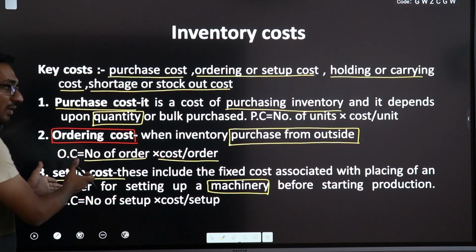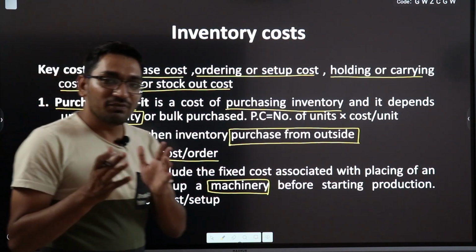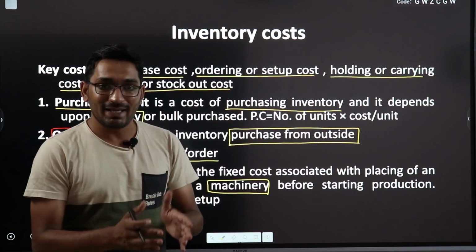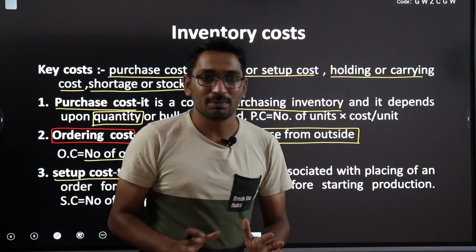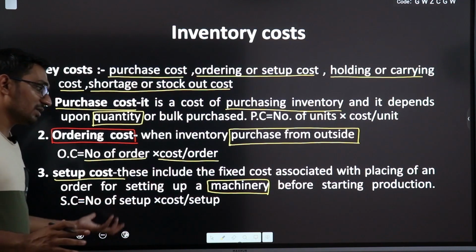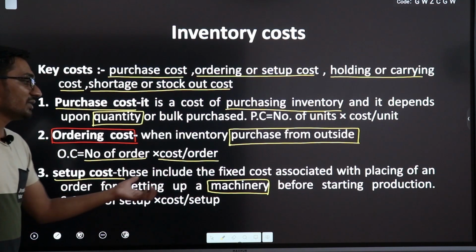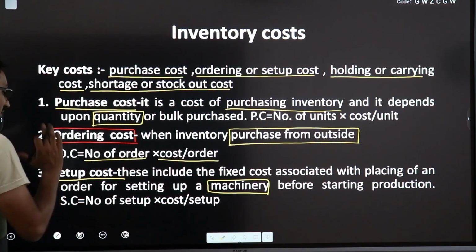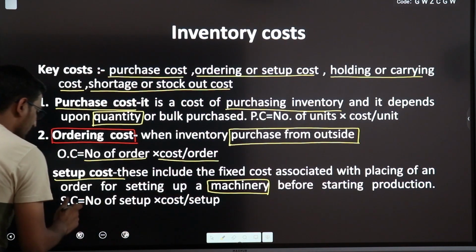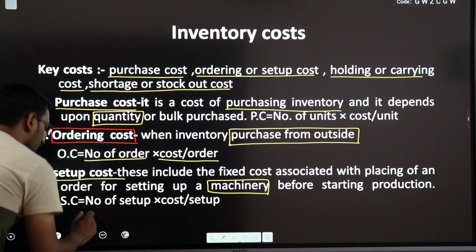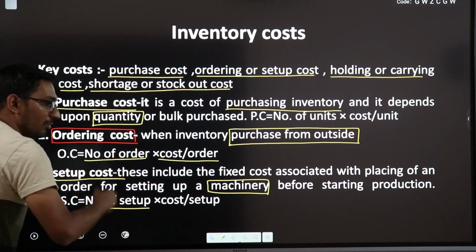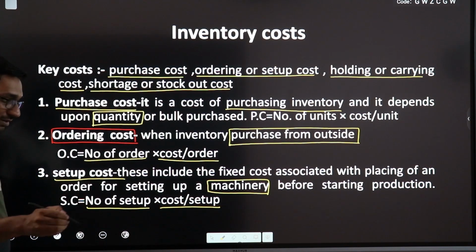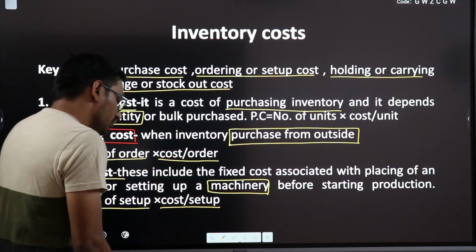This is associated only when the semi-finished product, or some product whose inventory you want to maintain, will be made by your company only. So you need to increase the production, and you need a whole new setup. That cost associated with setting up a new system is your setup cost. The setup cost is as simple as the ordering cost. Setup cost will be the number of setups into the cost per setup, right?